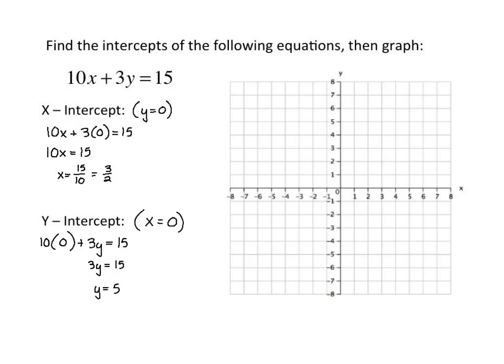So we can start by plotting the easy one. The y equals 5 is easy enough to do. All we have to do is go up 5 on the y-axis, and there's my first point. Now the 3 over 2 is a little bit harder to do here. It might be helpful to find this as a decimal rather than a fraction. If I divide 3 by 2, either in a calculator or in our head, this is going to come out to be 1.5.